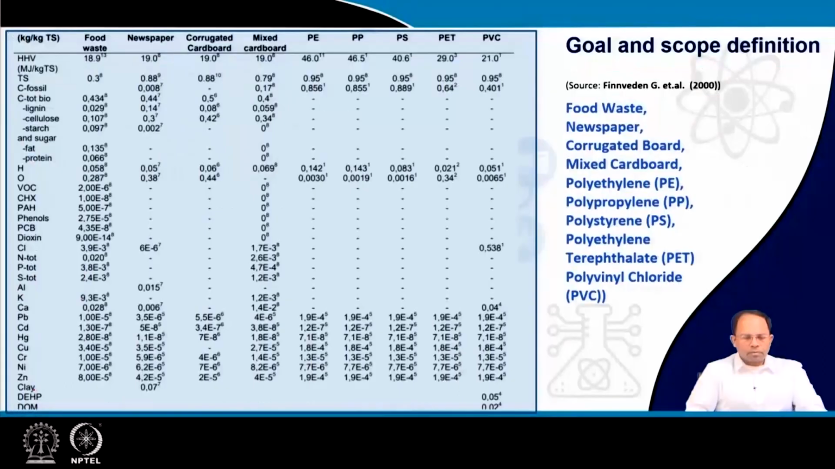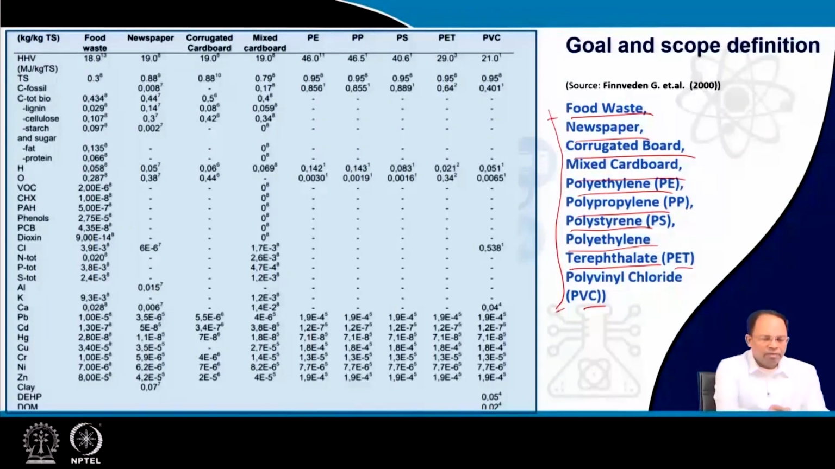For example, if I take food waste, newspaper, corrugated board, mixed cardboard, polyethylene, polypropylene, polystyrene, polyethylene terephthalate, this is PET bottles, polyvinyl chloride, this is PVC. So this kind of material is there in any kind of municipal waste stream. Now, if I break it up into each of those primary elemental constituents, you can see the quantity of each one of them in food waste, newspaper, corrugated cardboard, mixed cardboard, and so on.